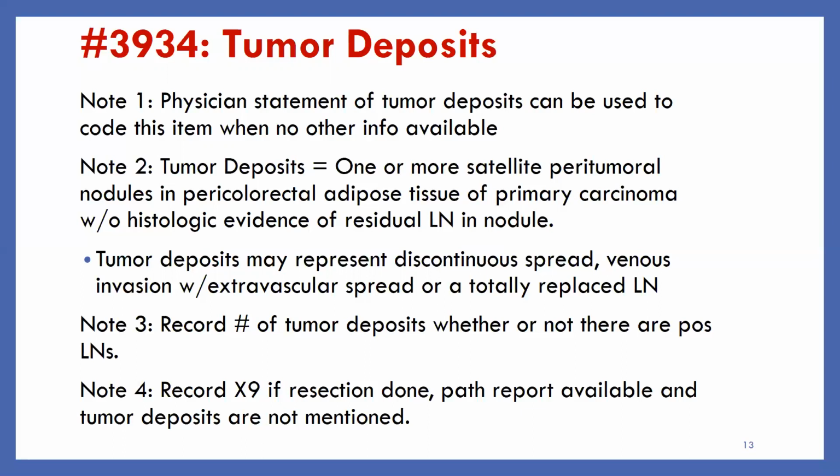So you can use a physician's statement of tumor deposits if you don't have anything else. Note 3 says to record the number of tumor deposits, whether or not they are positive lymph nodes. And note 4, record X9 if there is a resection done and you have the path report, but tumor deposits are not mentioned. We cannot assume that there are none if it's not stated.